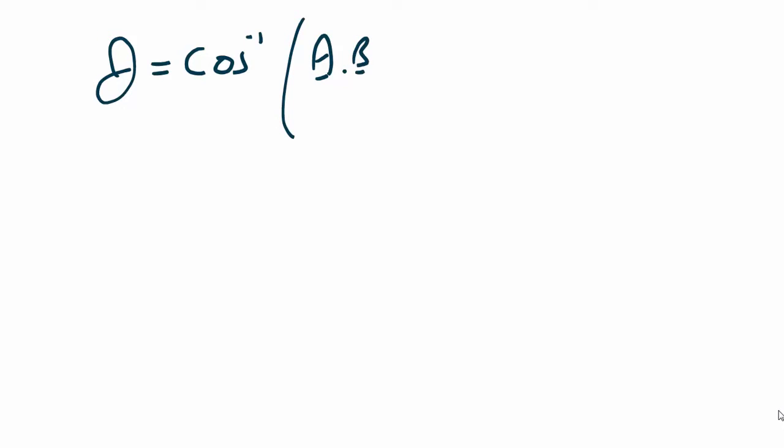So we can use that for several things. We can also rearrange the equation to find theta. So it's the inverse cosine of A dot B over the magnitude of A times the magnitude of B.